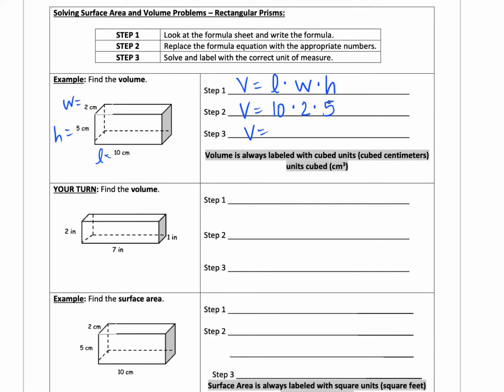I have 10 times 2 times 5, so since I just have all multiplication, I can do it all in one step. 10 times 2 is 20, and 20 times 5 is 100. So I get 100. But my volume always needs to be labeled with cubed units. So I was talking about centimeters, but since I'm talking about space, I'm in the third dimension here. I need to have centimeters cubed.